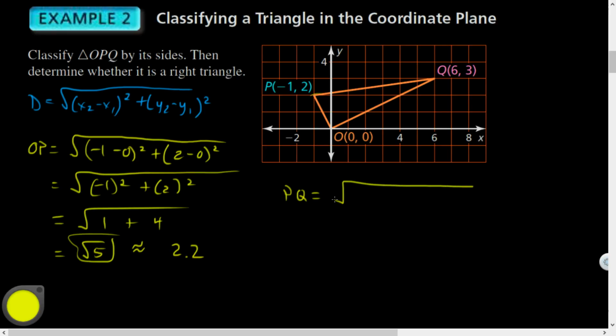So PQ is going to equal... Oh, thank you. I got the slow clap for doing it right. Excellent. I'm so glad that I can make you proud. 6 minus a -1 squared.